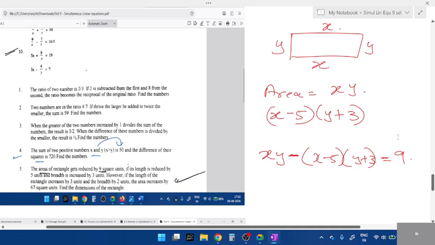All these are tough questions. I don't know why they have given them. You don't even get this in 10th standard.